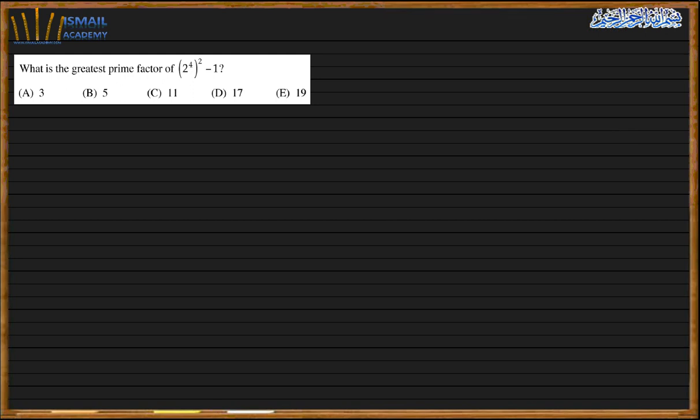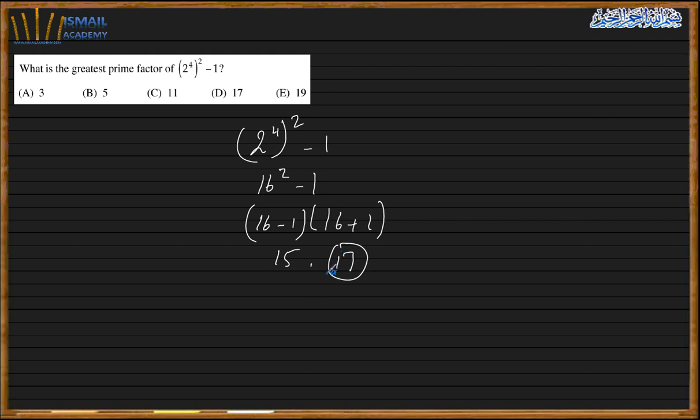Alright, so what is the greatest prime factor of 2 to the exponent 4, squared, minus 1? So we know that 2 to the exponent 4 is 16, squared, minus 1. This is a difference of squares. 16 minus 1 times 16 plus 1. So this is 15 times 17, and 17 is the greatest prime factor for that one, and D is my choice. Next question.